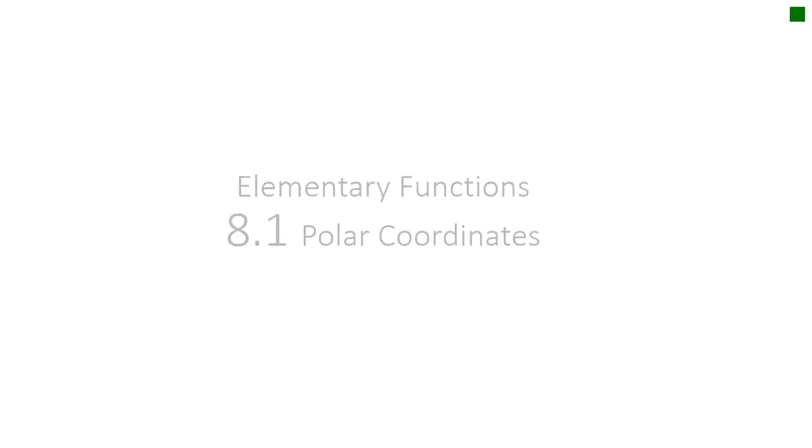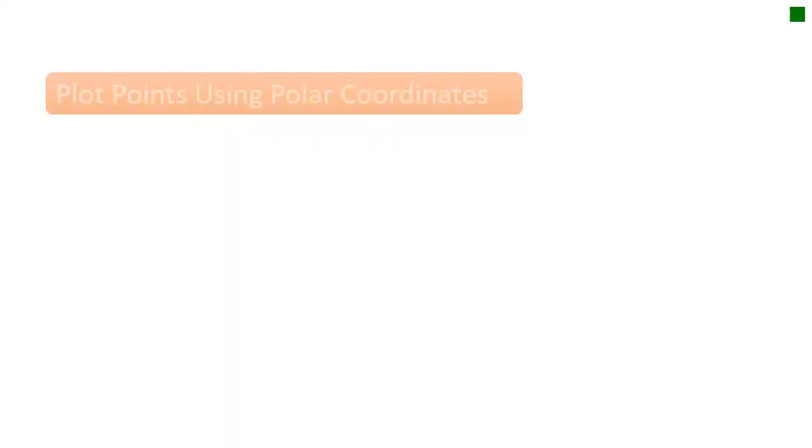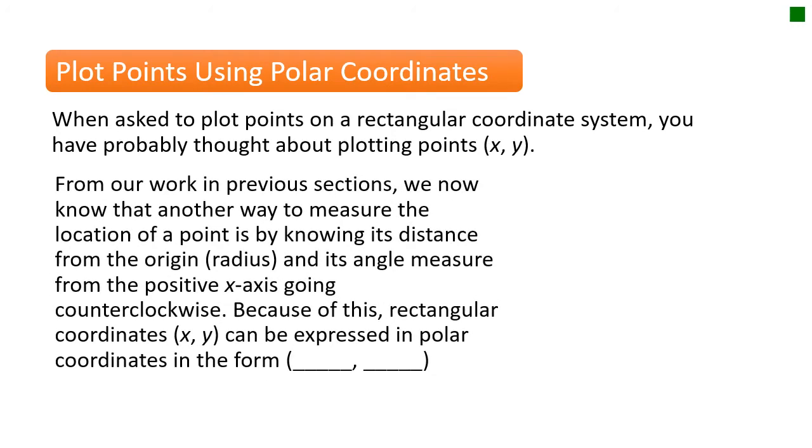All right, so today we're going to talk about section 8.1, which is over polar coordinates. So first, let's talk about what they are. We obviously know how you plot an XY value on a rectangular coordinate system. But now that you've learned trig, you know if we took the unit circle, for example, and put it on that XY coordinate plane, we could talk about a point in a different way.